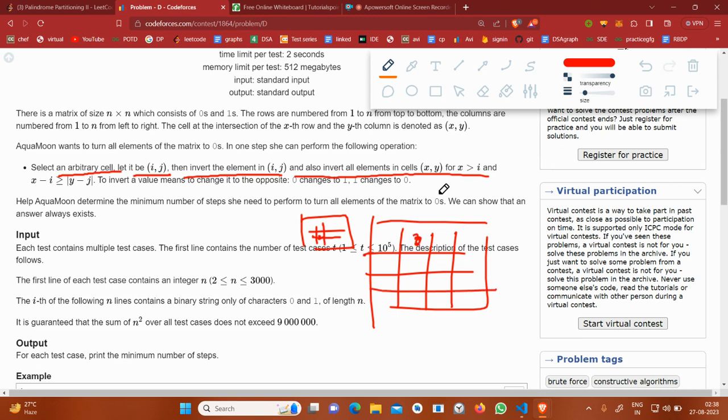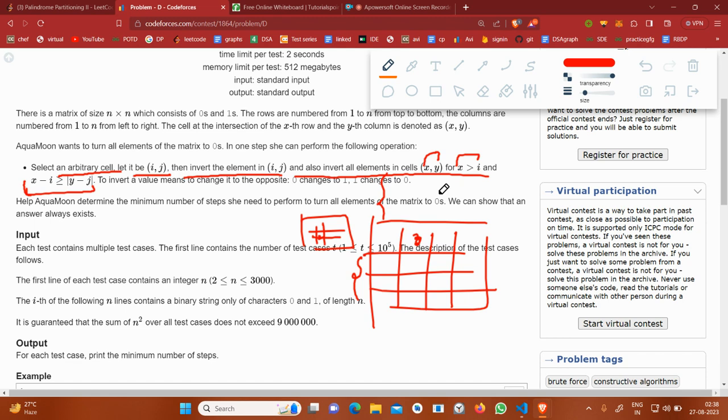So suppose we are selecting (i, j), then also all the cells having coordinate (x, y) such that x should be greater than i. Just observe here, x greater than i means the upcoming rows. It should not be the previous rows. It should be the rows greater than i, and such that x minus i is greater than or equal to mod of y minus j, then we would have to invert them also.